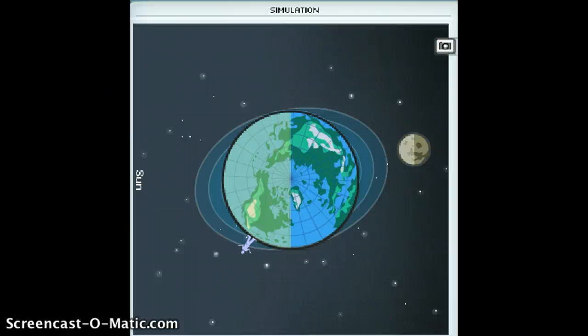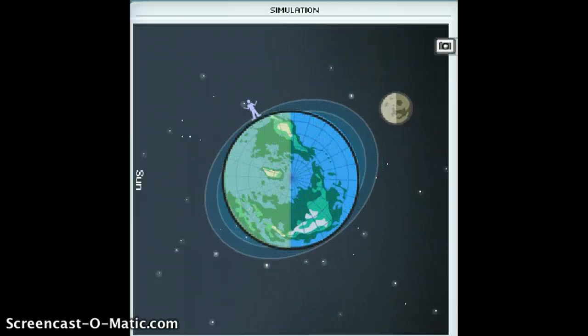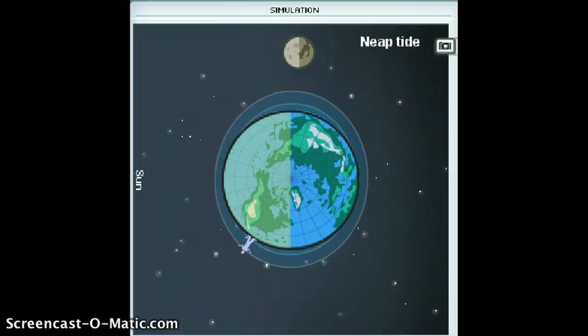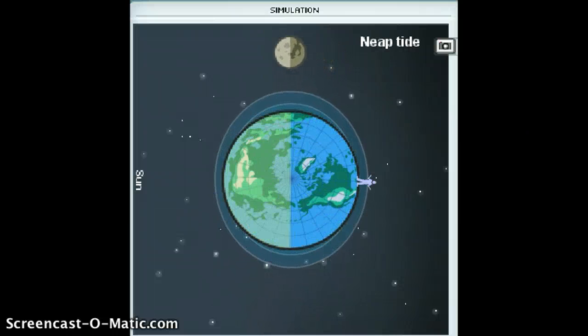Let's fast forward to neap tides, which is right here. As you notice, in this case, the high tides aren't that high, low tides aren't that low. Here's a low tide, here's a low tide, high tide, high tide. These are called neap tides.